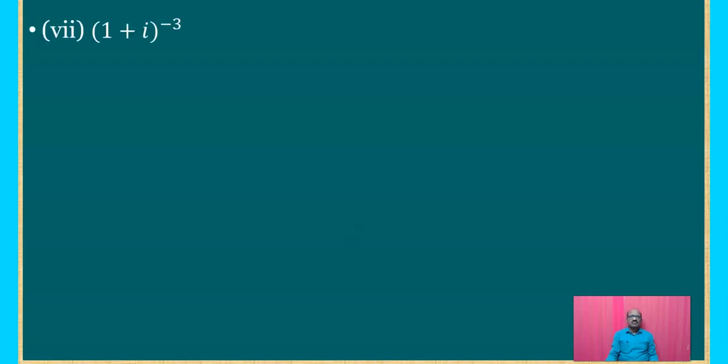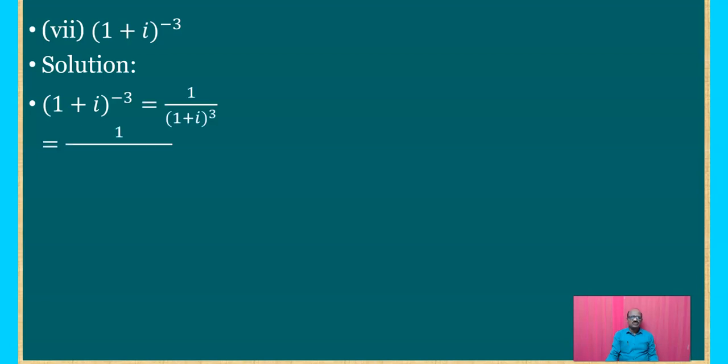Next is (1 + i) to the power of minus 3. It's a solution. (1 + i)^−3 is 1 upon (1 + i)³. Again, their simplification. (a + b)³ is a³ + 3a²b + 3ab² + b³. In the same manner, that is 1 upon: 1 cube is 1, 3 into 1 square into i, next is 3 into 1 into i², and plus i³. And their simplification.